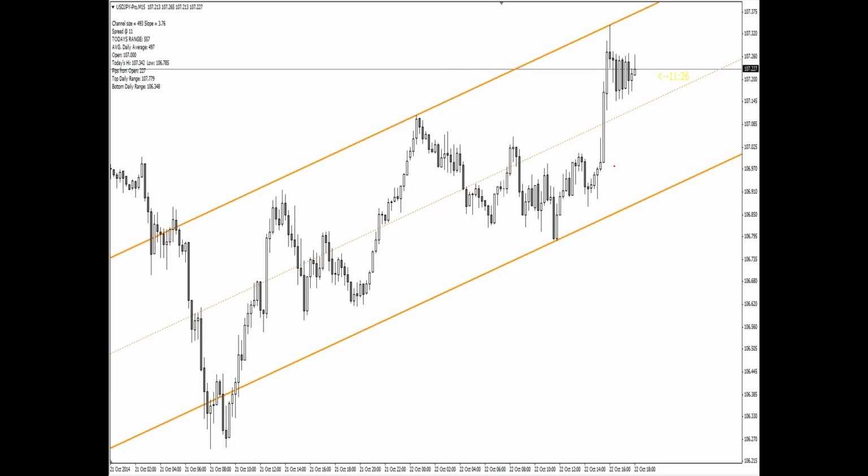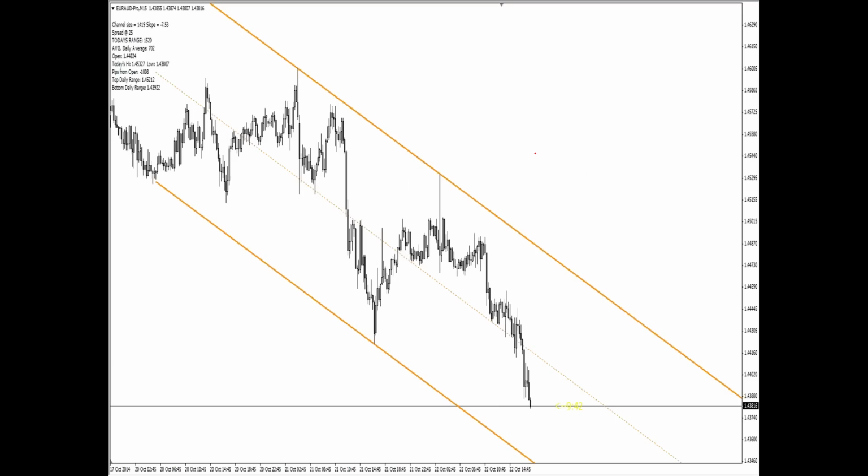So this is a simple explanation of an up channel, ascending channel. The price has been contained within the channel and it respects its boundaries. This is a good representation of a downward channel line, okay, where price is following a zigzag trend and rejects from the channel boundaries, okay?